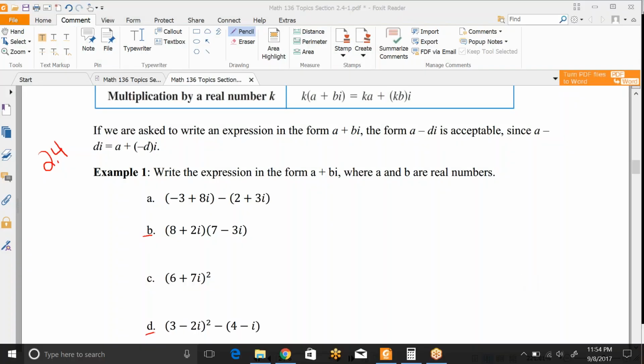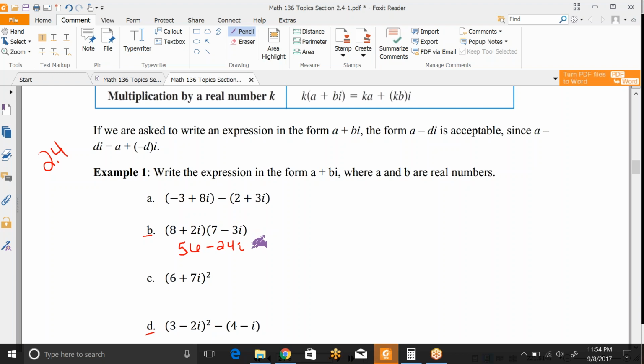All right, this is the extra examples from the section 2.4 notes. So we're looking at example 1, part B, and this is FOILing because notice there's nothing between the two parentheses, but that means that it's indicating times. So 8 times 7 would be 56, and then 8 times negative 3i would be negative 24i.